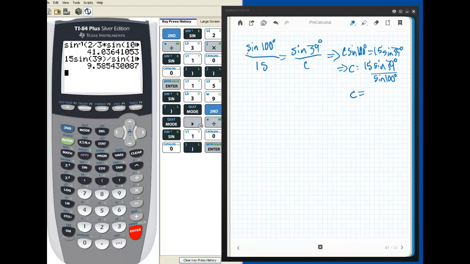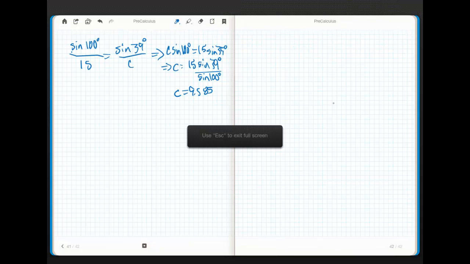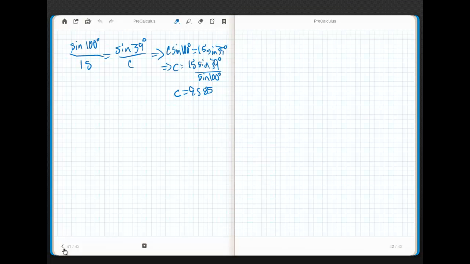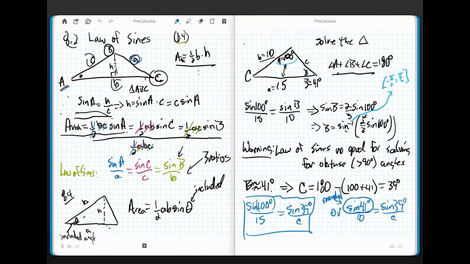So C equals 9.585. All right, now let's open this thing up and scroll back a bit. So C equals 9.585, which tells me that little c, this side, is 9.585.